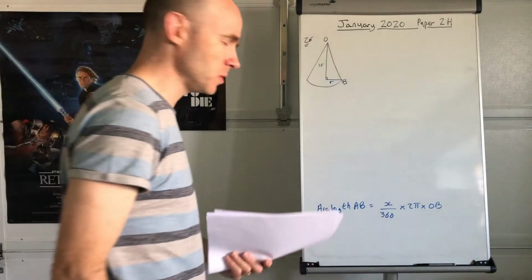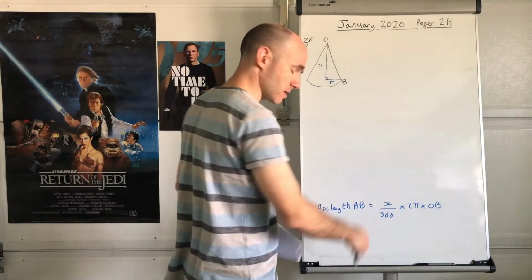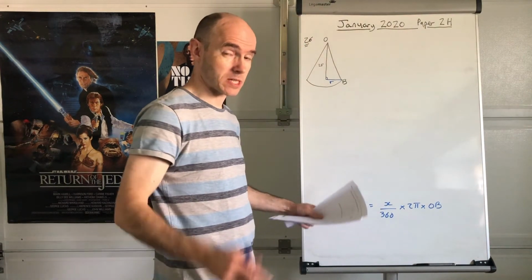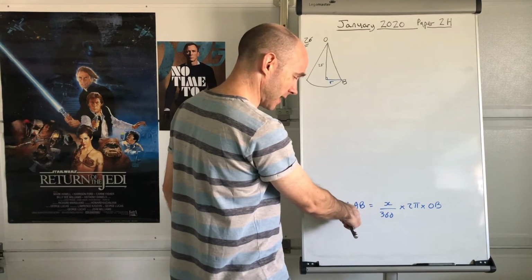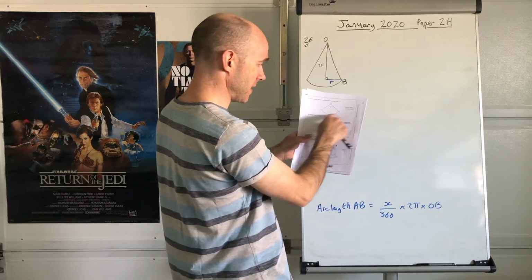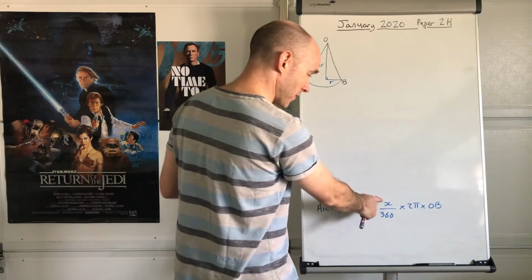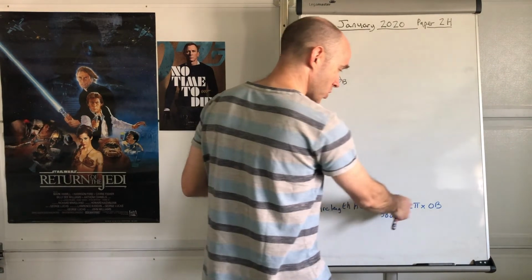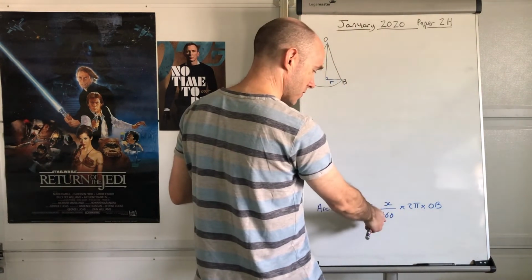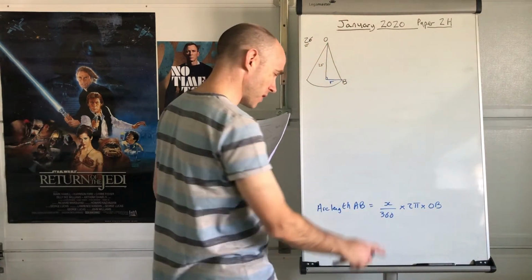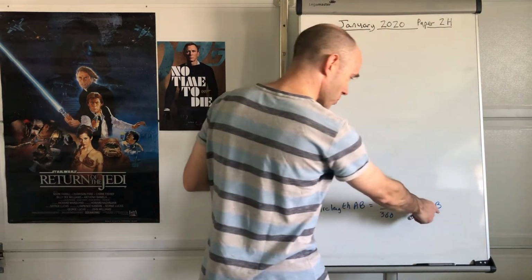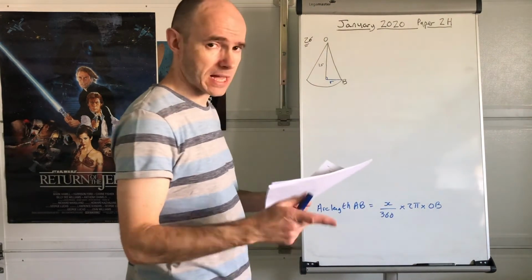Because what you need to do is effectively do this. We've written down at the bottom because that's what we're heading towards. You're going to set up an equation involving the arc lengths. So the arc length of AB, as I mentioned, the formula for that is x over 360 times 2 pi r. So x over 360 times 2 pi times OB. If we could work out the arc length and OB, we can do it. So how do we do that?